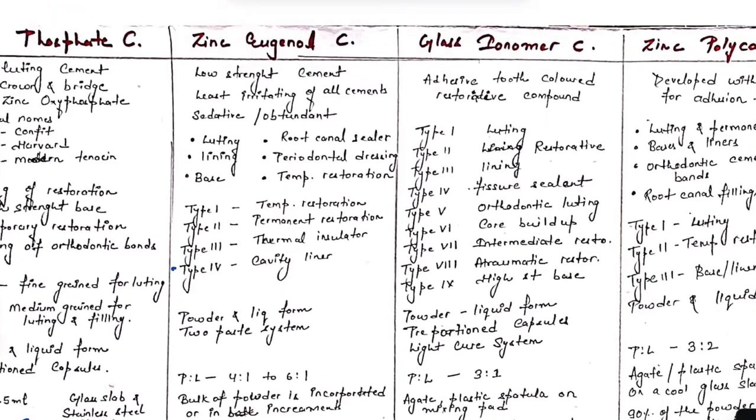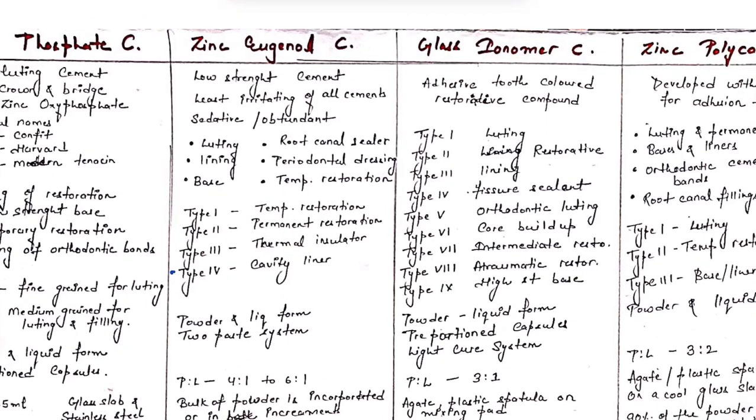Okay, now coming to the second cement, we are done with the first one. The second cement is the zinc eugenol cement. Okay, so zinc eugenol cement is again a low strength cement. It can't be used for permanent restorations and everything. It is the least irritating of all cements, and it is sedative, meaning it provides a kind of relief or numbness in that area. So it is more of a sedative cement than a restoration or high strength cement. It is a low strength cement that provides slight sedation in that area.